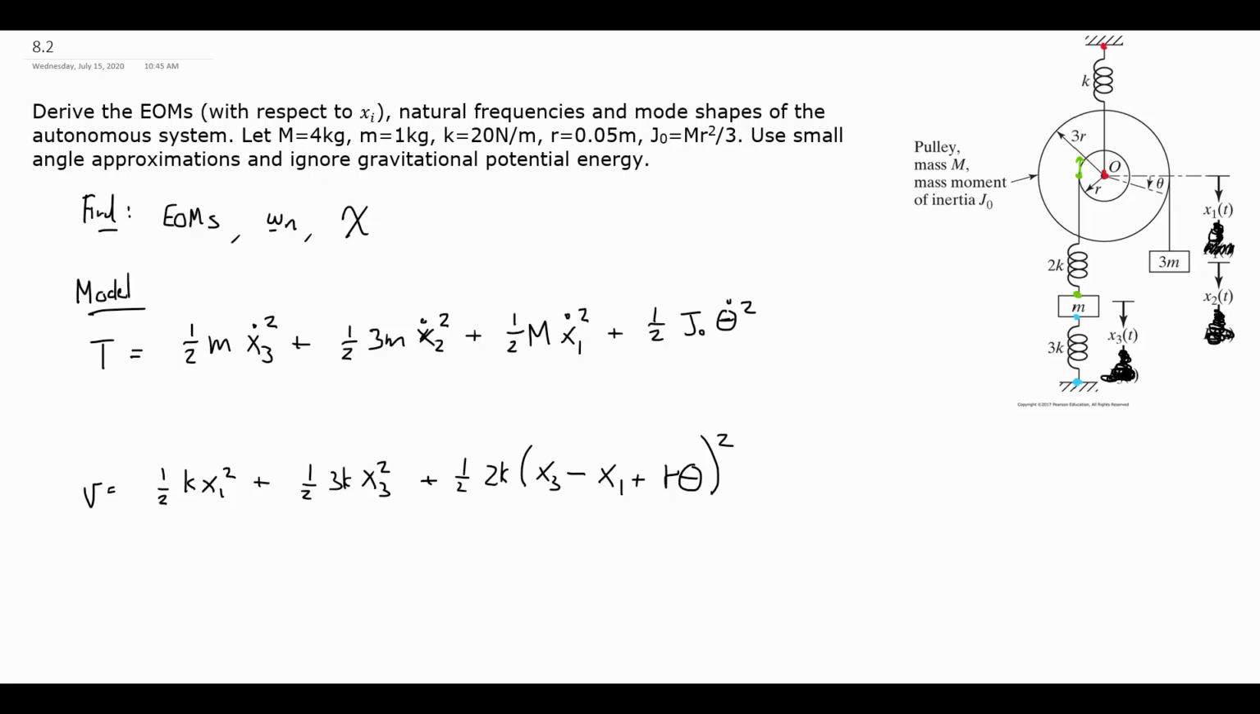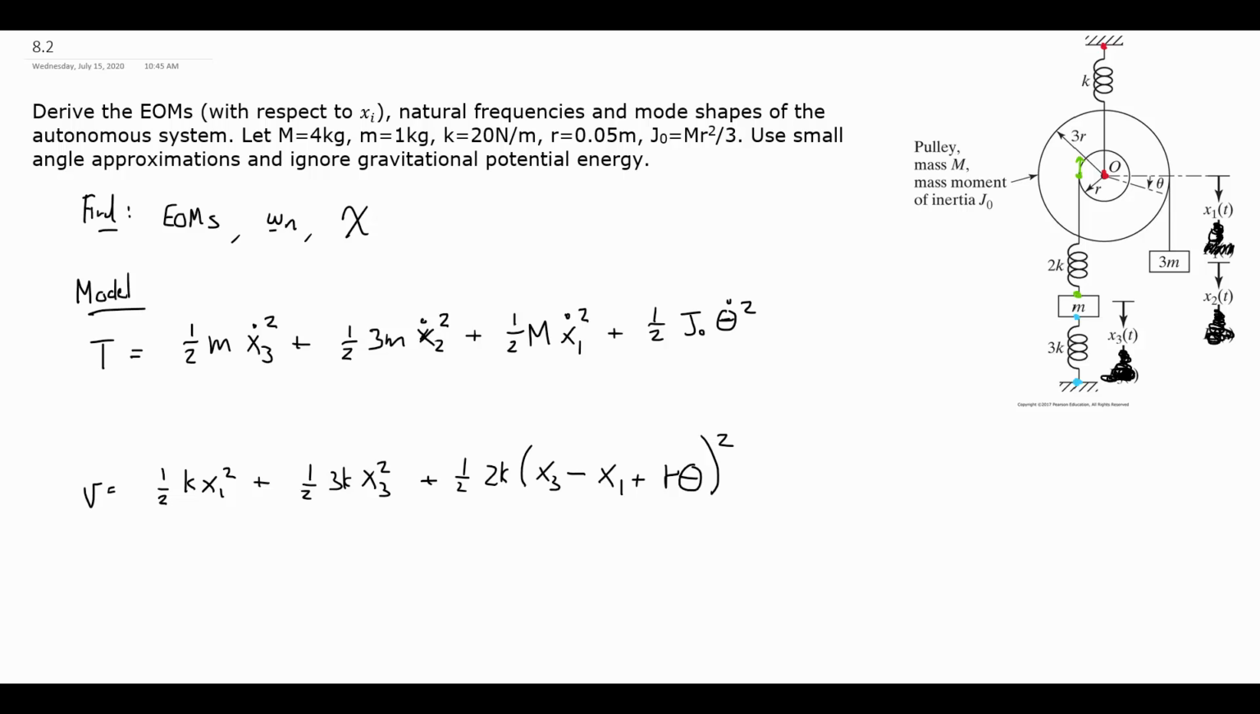So we've now accounted for all three spring potential energies here, with the 2K spring just having that complication at the top, that the top of it can move due to theta and it can move due to x1. But on the inside of that quantity, we're accounting for all of the signs of those degrees of freedom that are going to put it into tension.